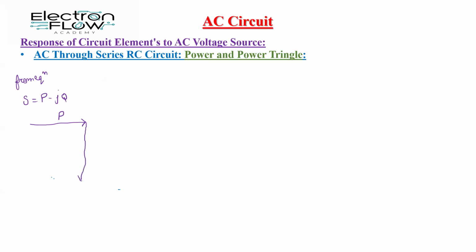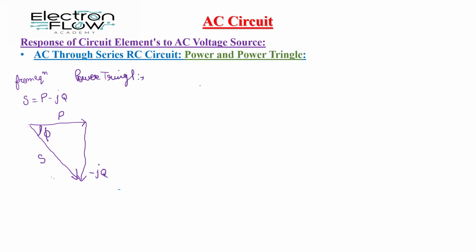In the case of the RC series circuit, the reactive power is situated minus 90 degrees apart from the real power. And this is the resultant, the apparent power S, which is phi angle apart from the real power. So this is our power triangle.